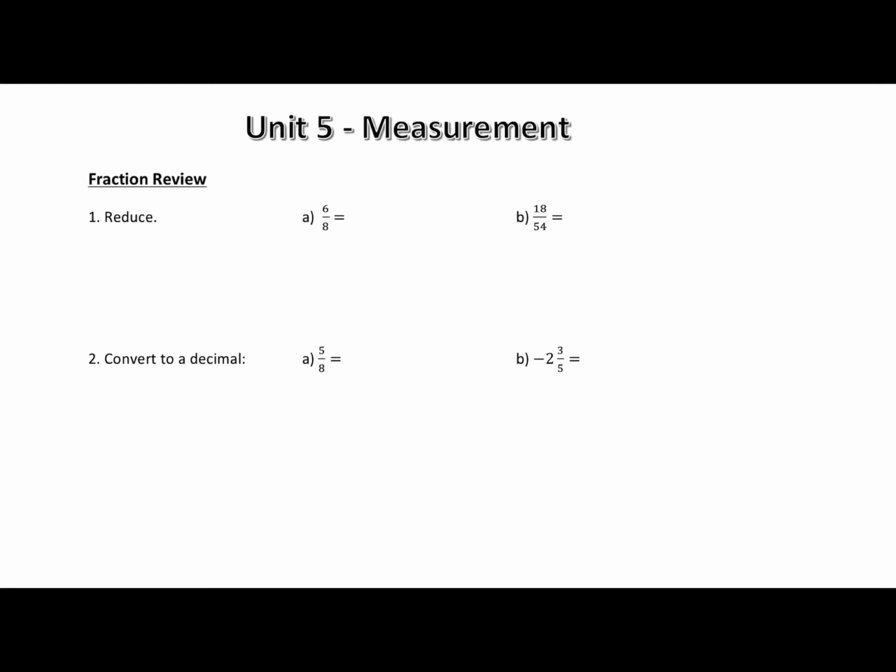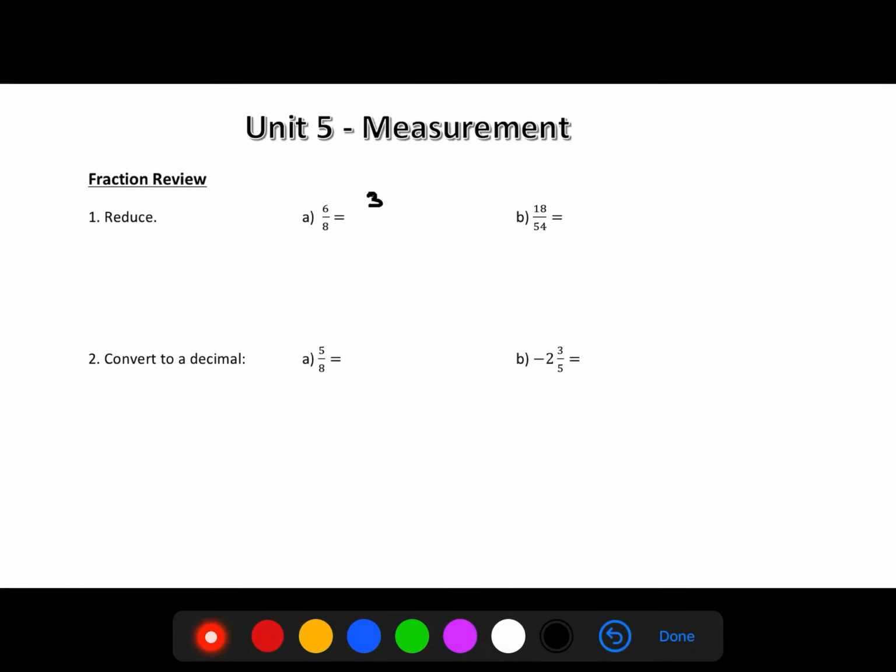So if we have 6/8, we want to take a look at what is that in lowest terms. Well, we take a look at top and bottom and see what we can divide both by. It has to be the same number. So in our first case, 6/8, we notice that 6 and 8 can both be divided by 2, so we can reduce our fraction to 3/4. There are no common factors left in 3 and 4, so we know that it's in reduced form.